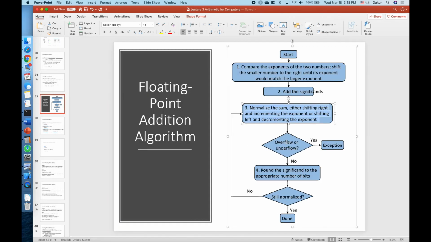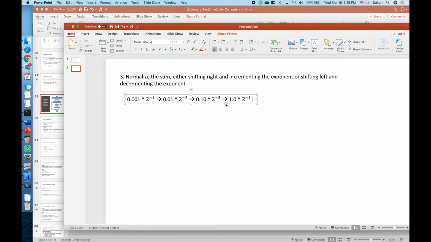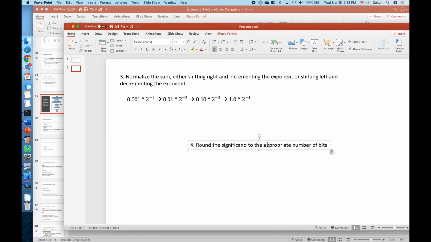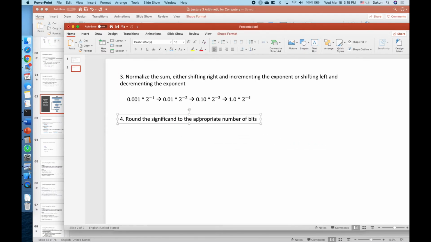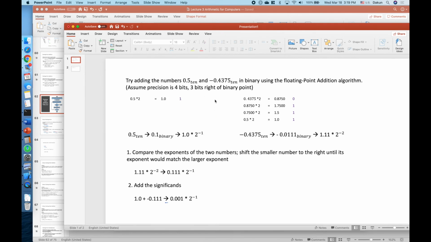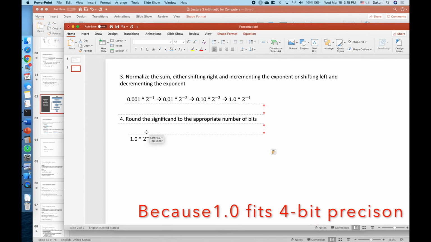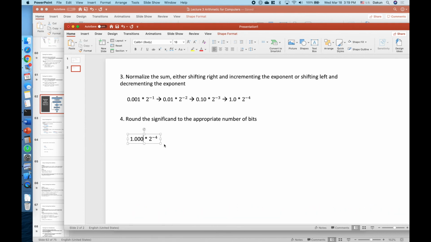And next we should check whether there's overflow or underflow. We have a really small exponent, therefore there's no overflow or underflow. Then we should round the significand to the appropriate number of bits. Remember that we assume the precision is 4 bits and 3 bits right of the binary point, and since the fraction part is 0, there's no need to round it. Then we get the final result, which is 1.000 times 2 to the power of negative 4.